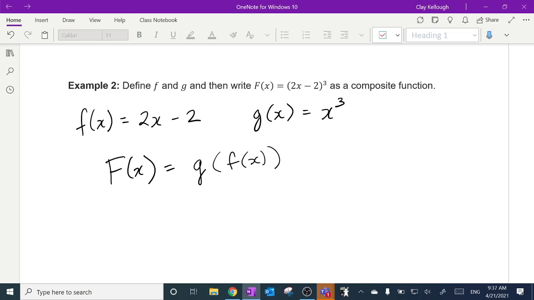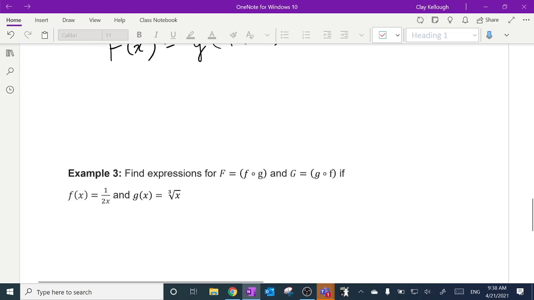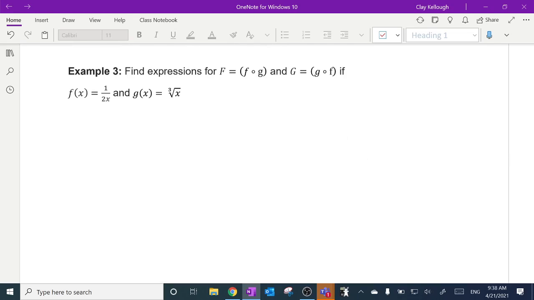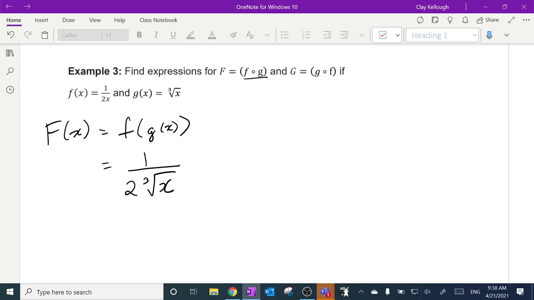And one more. This one's just purely algebra. Find expressions for f of g of x and g of f of x. Okay, so f of x with a capital is this one. I'll write it first in regular notation here, f of g of x. So I'm going to put the g function into the f function. And there we go.